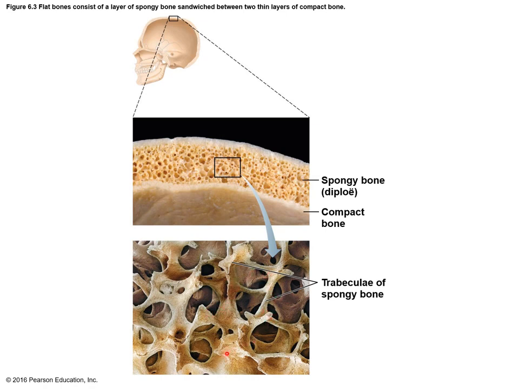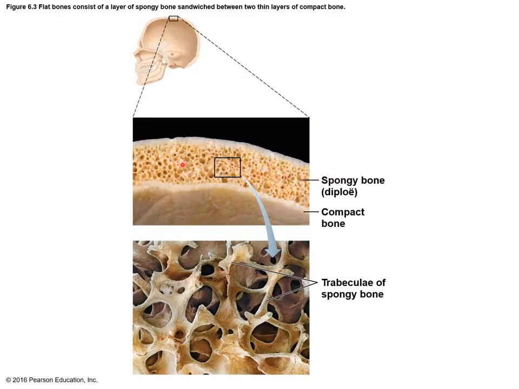And it looks like it's just kind of randomly placed here. They've actually had structural engineers look at spongy bone and the orientation of all of these trabeculae, and they have found from an engineering standpoint, it's kind of like, hey, this is a pretty good job. This is providing a lot of strength.